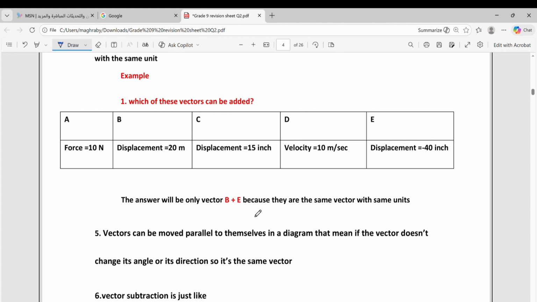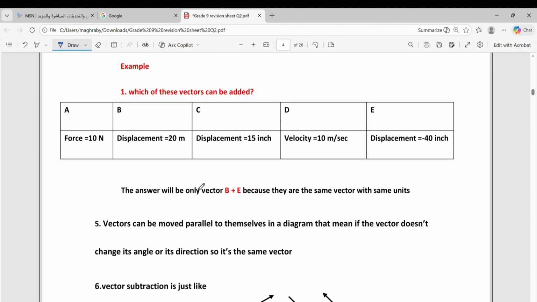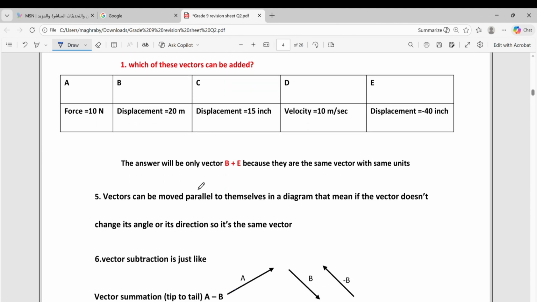Okay, so let's try to solve some problems in your revision sheet. Let's start with vectors, because we solved some questions in the video of the acceleration and free fall acceleration. Before we get started, I'd just like to correct a question in the revision sheet.